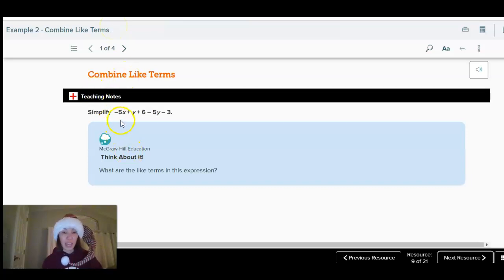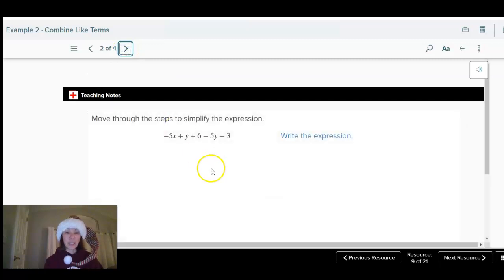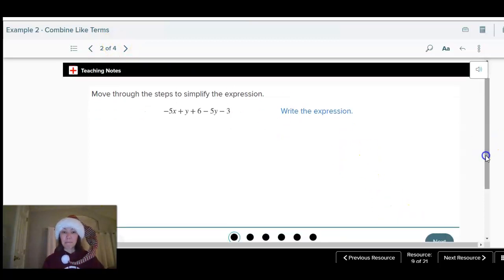Example 2 on page 235. So I have an expression here that has 5 terms, and terms are separated by addition and subtraction. And we are going to combine like terms. Again, this one doesn't have a like term, but y and negative 5y and 6 and negative 3 are like terms. So the first thing we're going to do, though, is change all the subtraction to addition. So we're going to make this all addition. So instead of minus 5y, it would be plus negative 5y. And instead of minus 3, this would be plus negative 3.